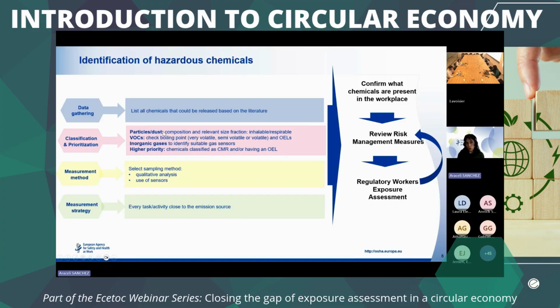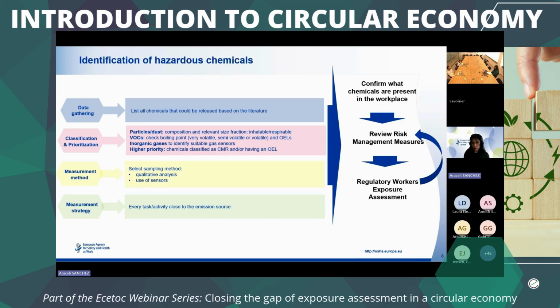So once this list is elaborated, the logical classification is to see what type of particles, what is the relevant health fraction, whether it's the respirable fraction or the inhalable fraction, what is the boiling point of the different substances, to see what equipment you need, and also see what inorganic gases you may find. The measurement method for this doesn't have to be quantitative. The aim here is to check whether the chemical is present or absent in the workplace.